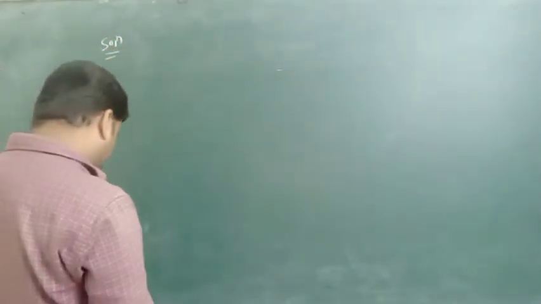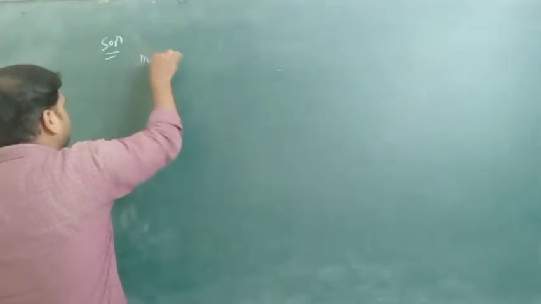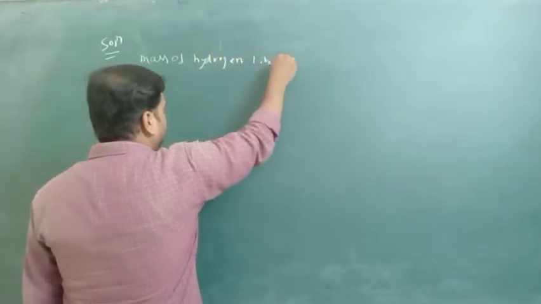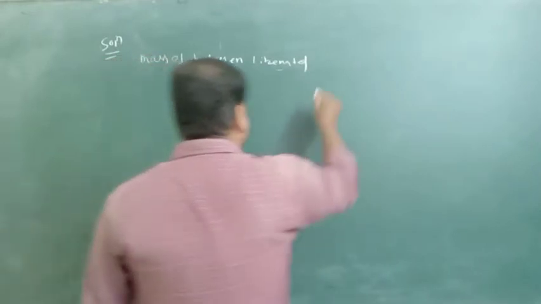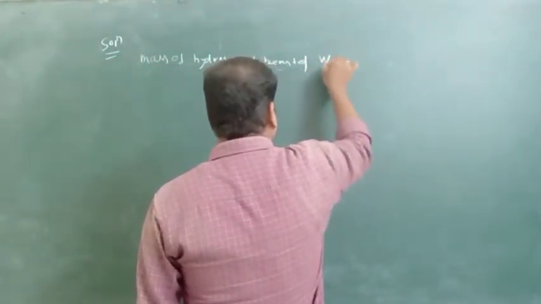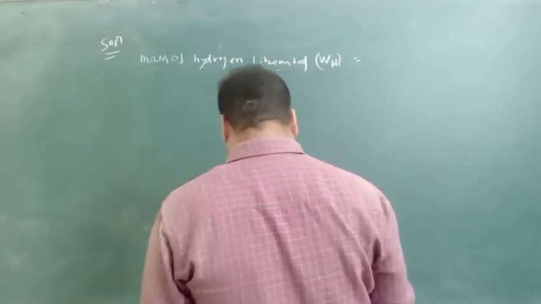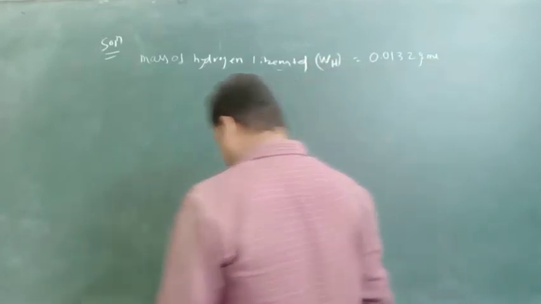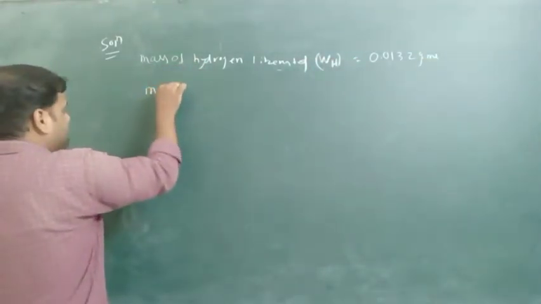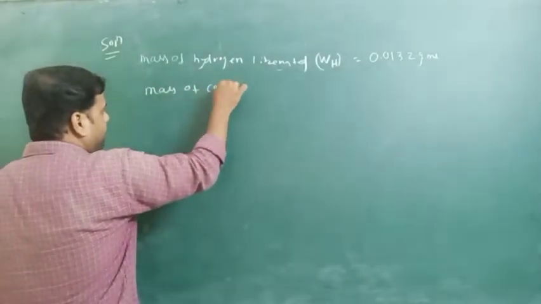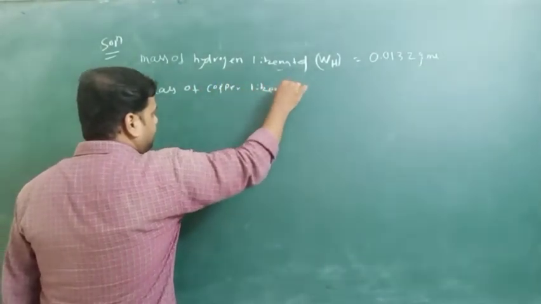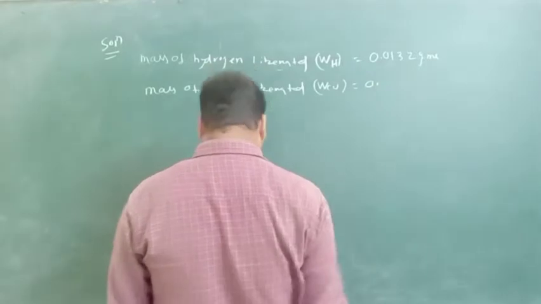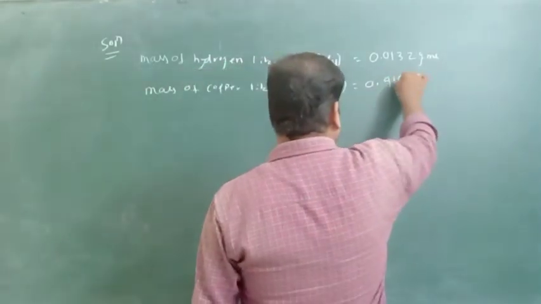We know that the mass of hydrogen liberated, WH, is 0.0132 grams, and the mass of copper liberated, WCu, is 0.4164 grams.